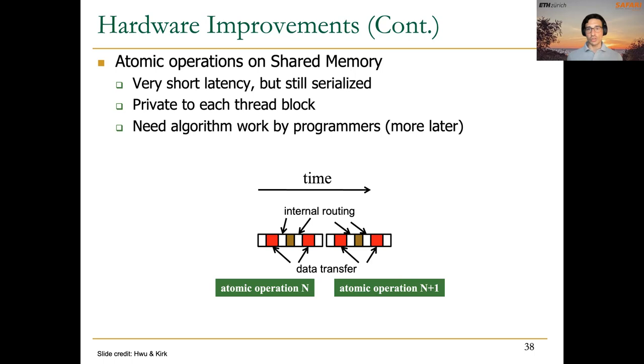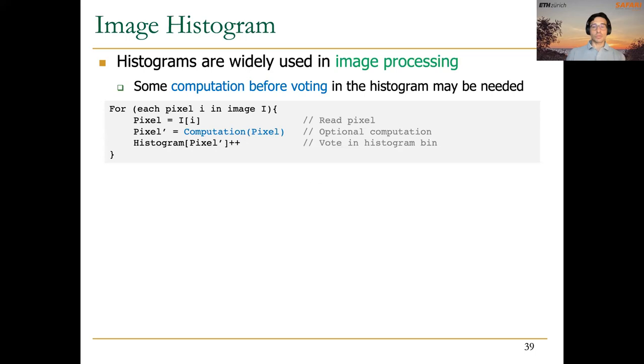So histograms, as I said before, are widely used in image processing. We may want to do some computation before voting, before updating the histogram, but essentially the simple code is something like this. We go to the input image, we read one pixel, we maybe perform some computation, obtain some value, and then with this value, we index the histogram and update the corresponding histogram bin. This will be the image histogram in a sequential manner.